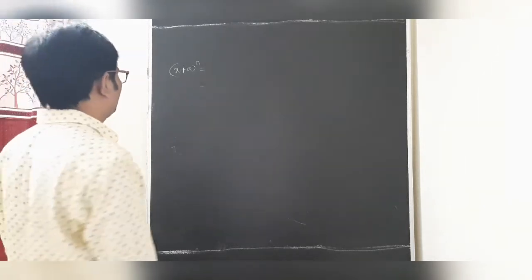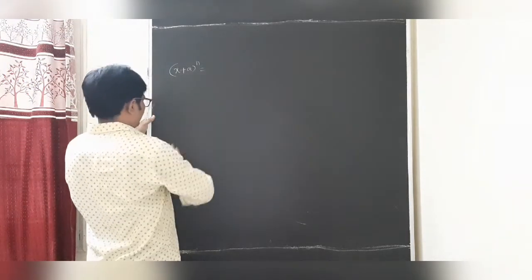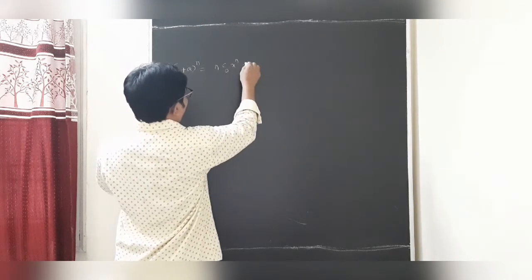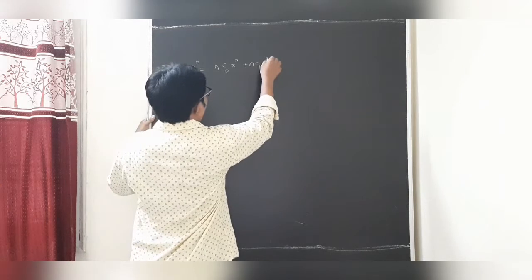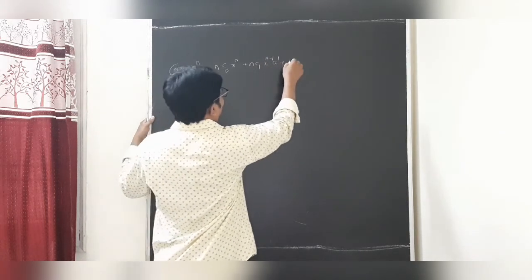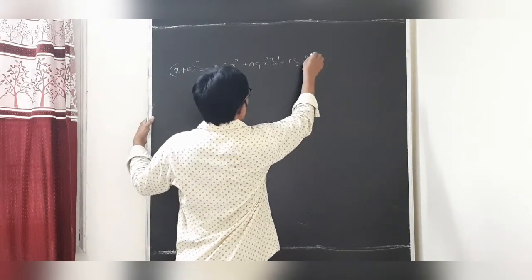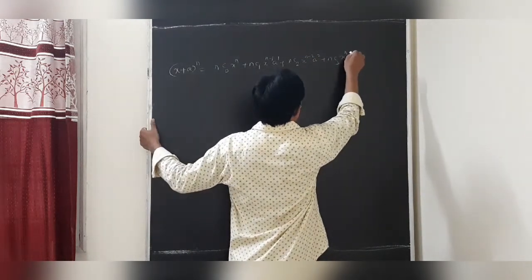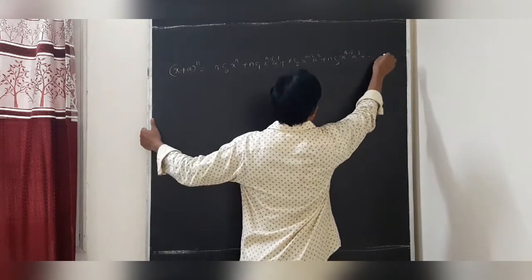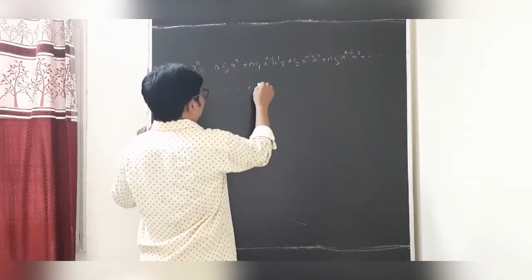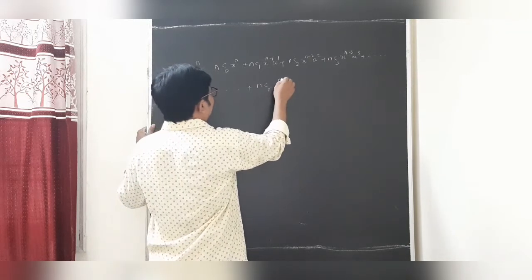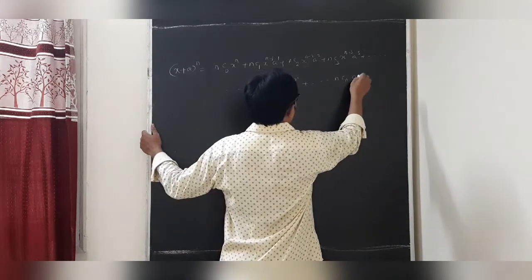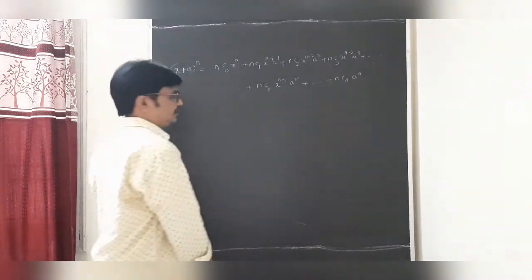My dear students, (x + a) whole power n is called the binomial theorem. That is nC0 x^n, nC1 x^(n-1) a^1, nC2 x^(n-2) a^2, nC3 x^(n-3) a^3, and so on, students. nCr x^(n-r) a^r, up to nCn a^n. This is the binomial theorem.